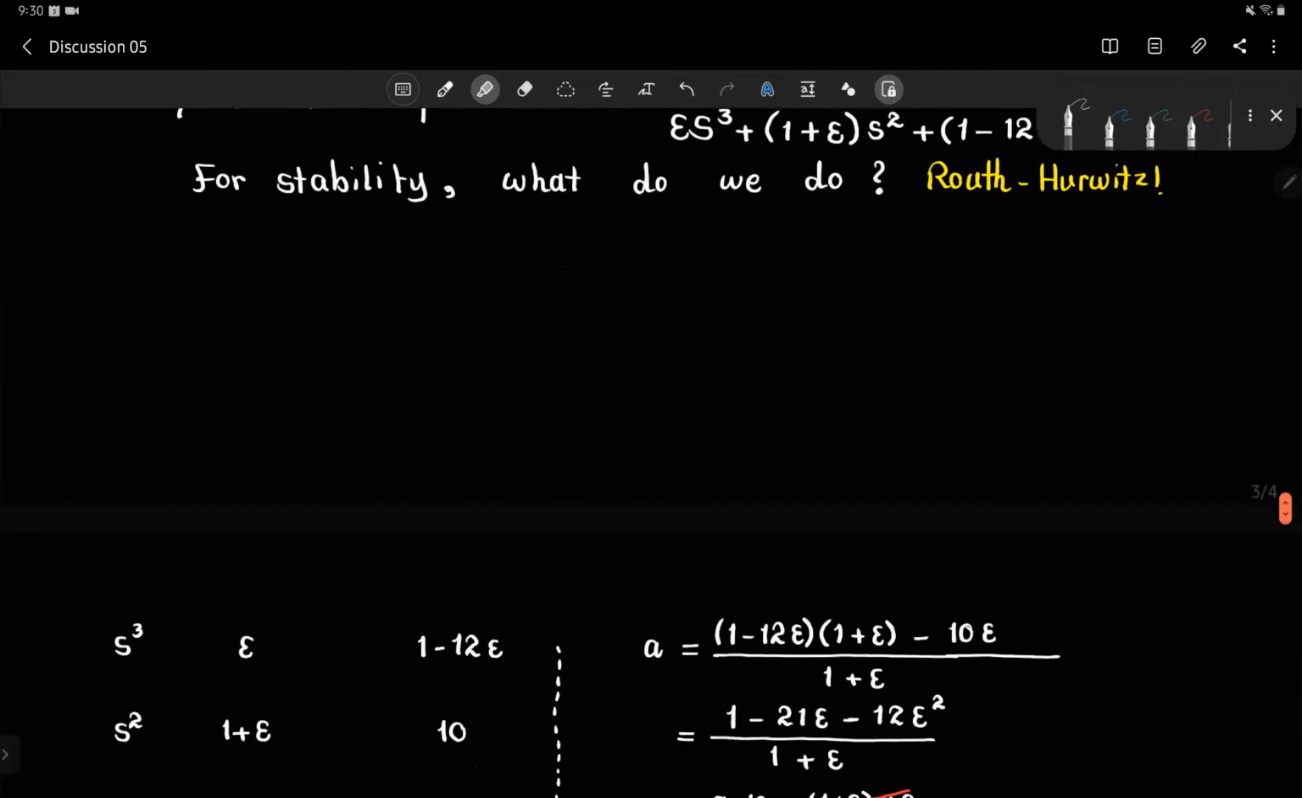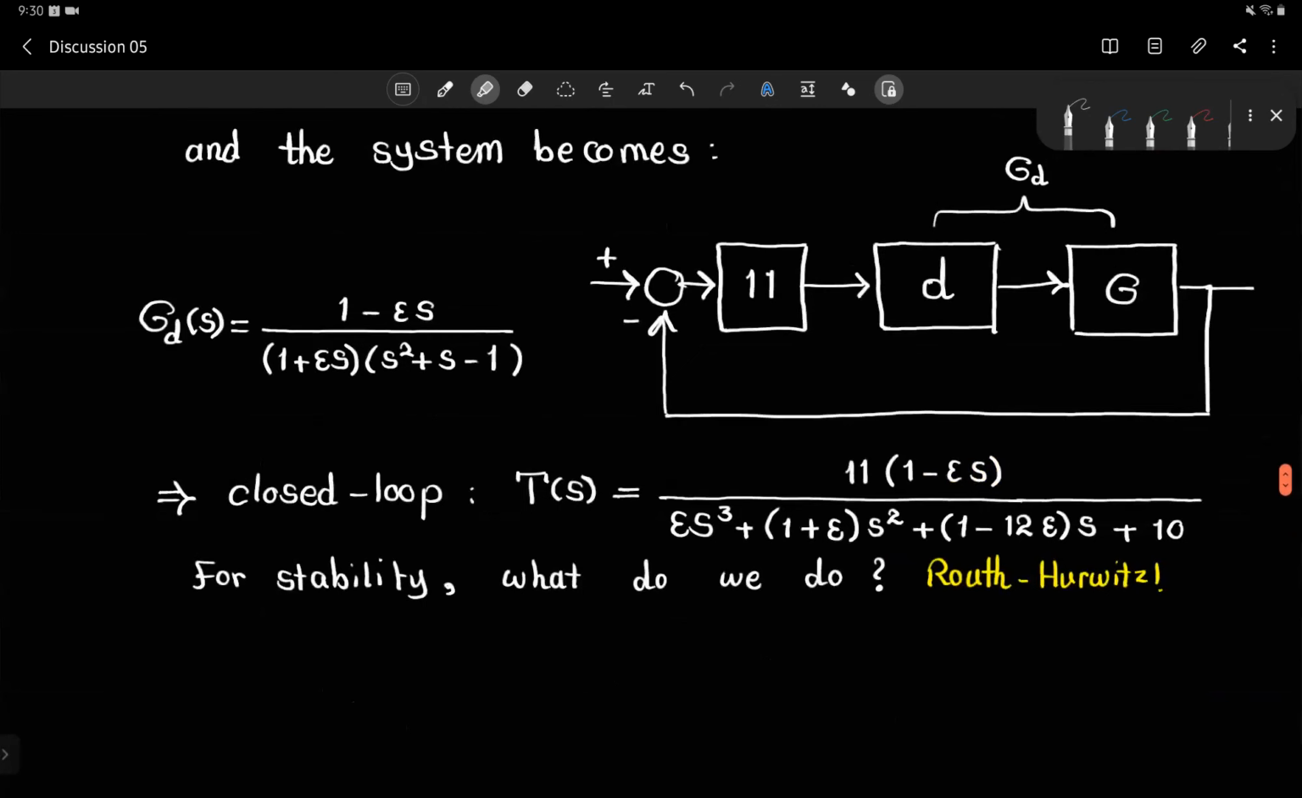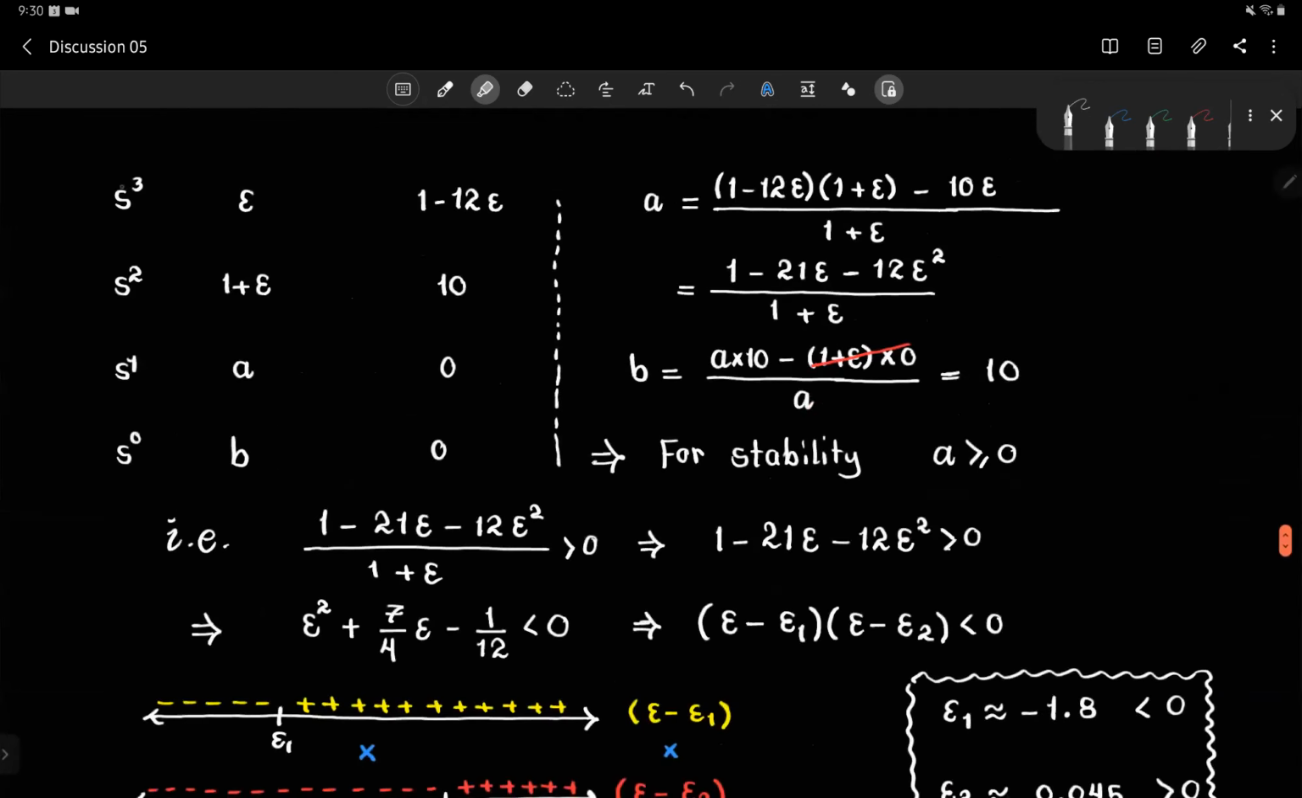So we proceed to construct the Routh-Hurwitz table. This is a third order polynomial, right? So we start from that. s to the power 3, s to the power 2, s to the power 1, and s to the power 0. Then we list the coefficients: epsilon, 1 minus 12 epsilon, 1 plus epsilon, and 10.